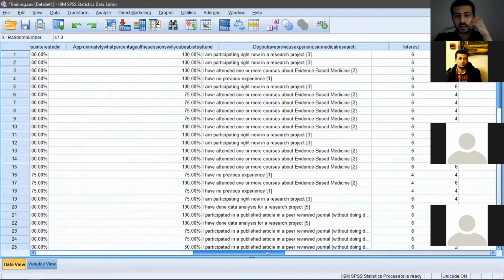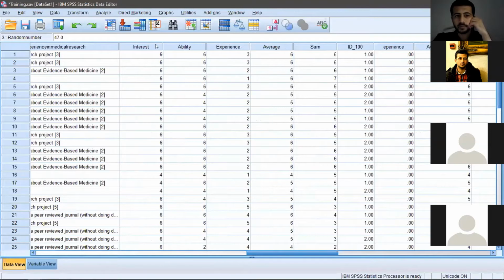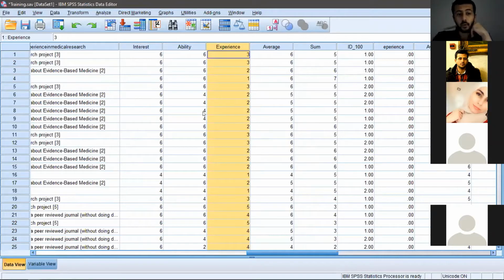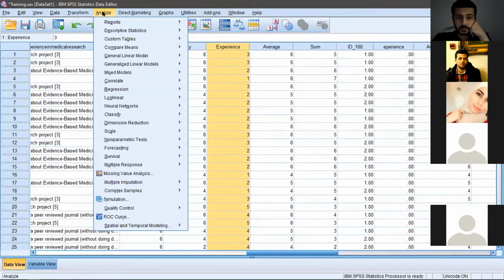For example, let's take those. Do you remember those? Interest, ability, experience, and these stuff? Those were not continuous data, okay? Those were ordinal. And for ordinal, we do not have the choice to do parametric tests, so what we are going to do is the non-parametric tests, from Analyze, okay?